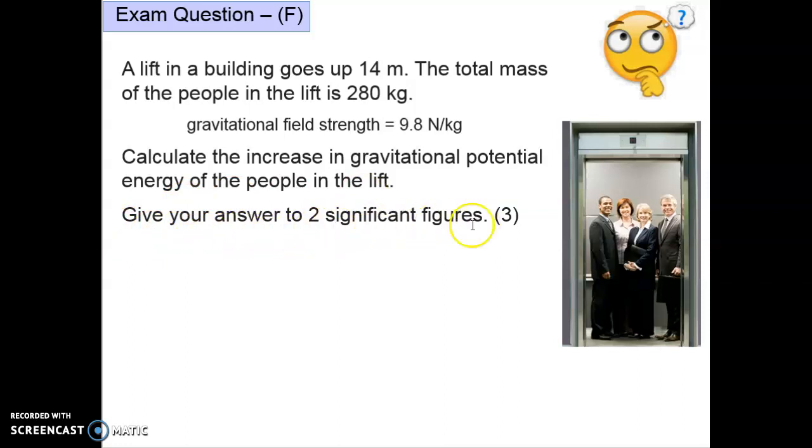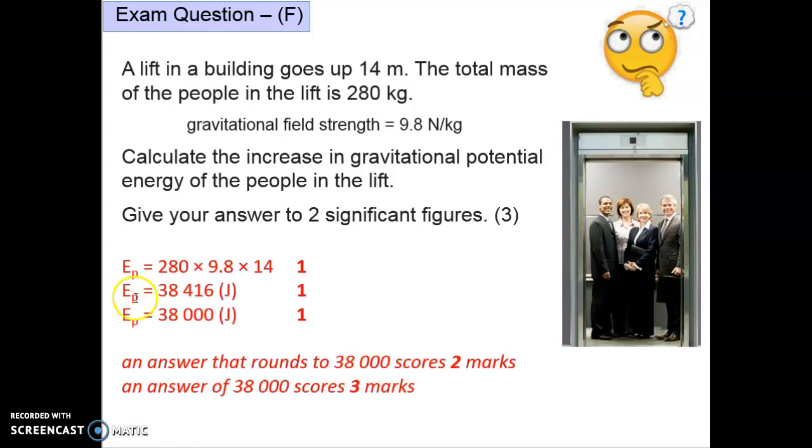Now, if you don't do this last part, you can still score 2 out of the 3 marks so long as you show your workings. So pause the video, have a go, and then we'll have a look through it. Okay, so here we go.